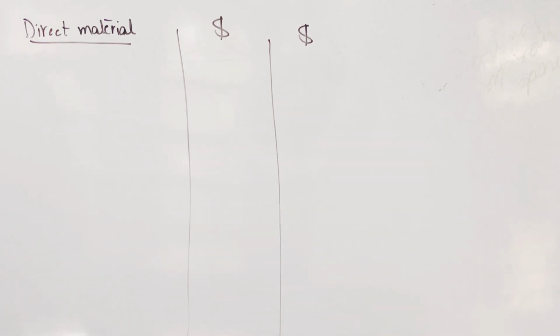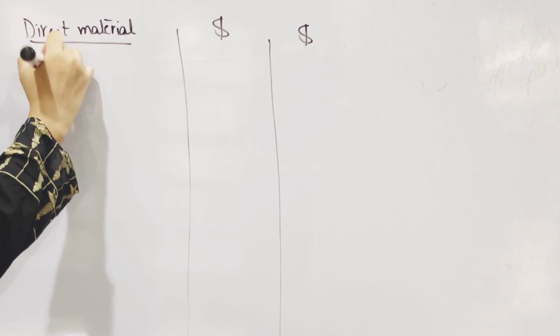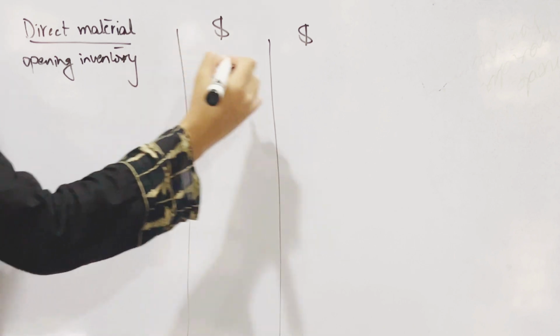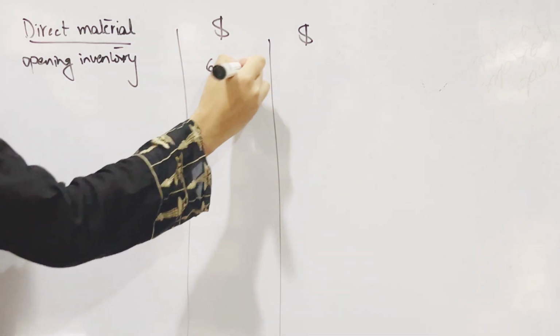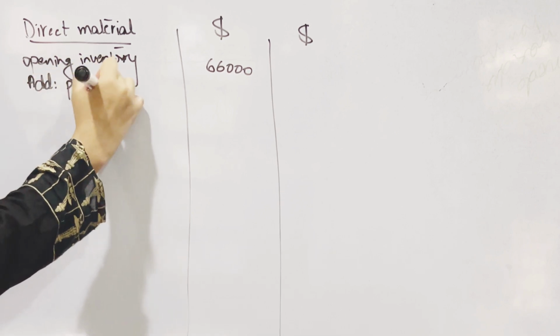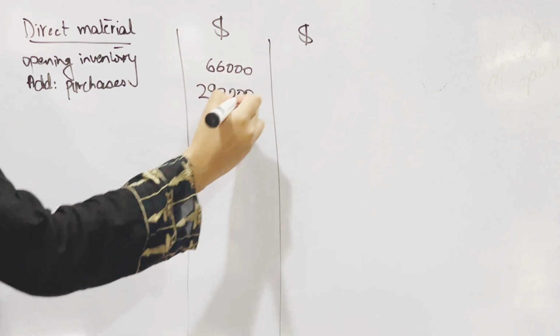Under direct material, we record all the items related to the material and to the factory. First of all, we have the opening inventory of raw materials, mentioned on the 1st of January, amounting to 66,000. So we will write the opening inventory of raw materials, 66,000. We're going to add purchases. Purchases of raw materials have been stated as 292,000, so we are going to write that down.